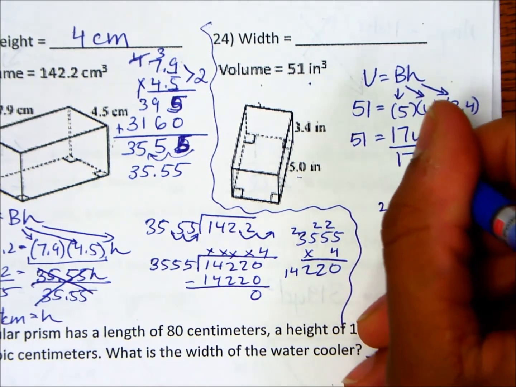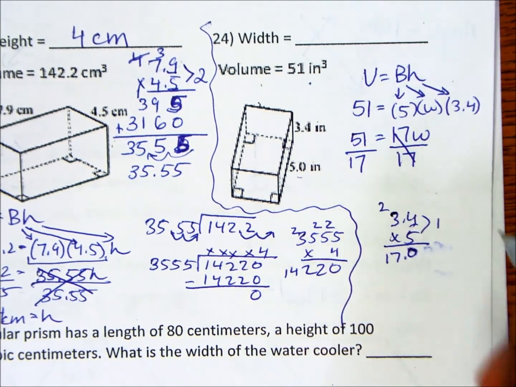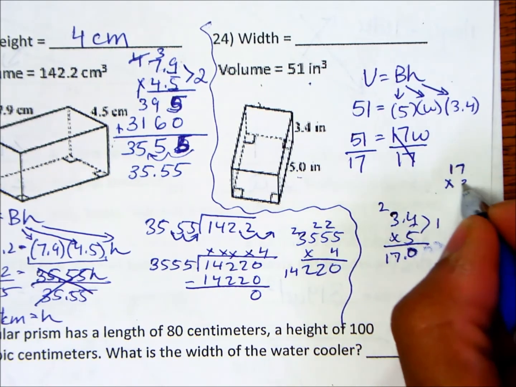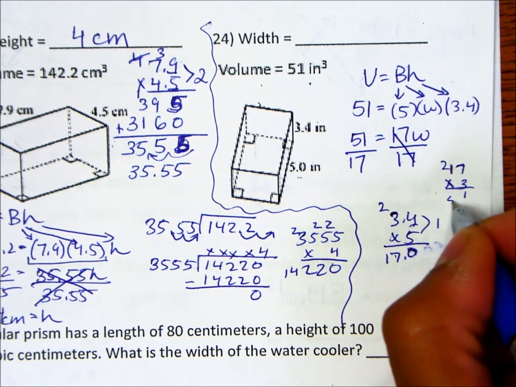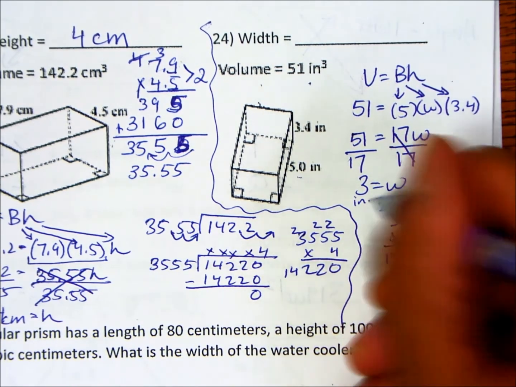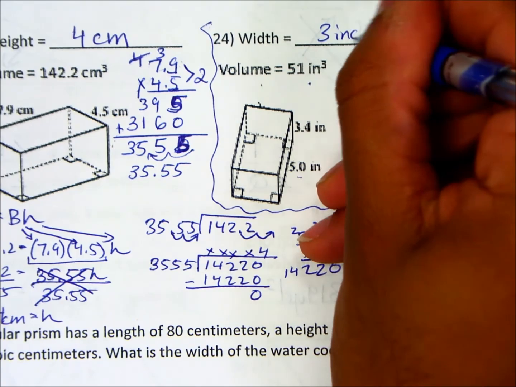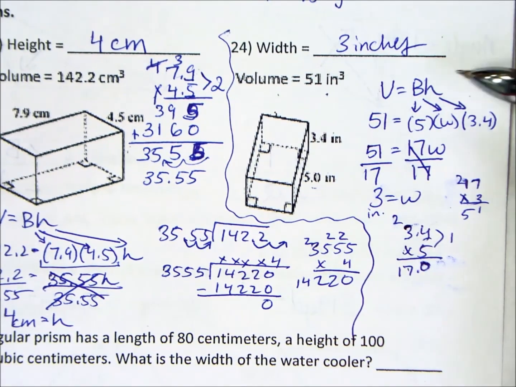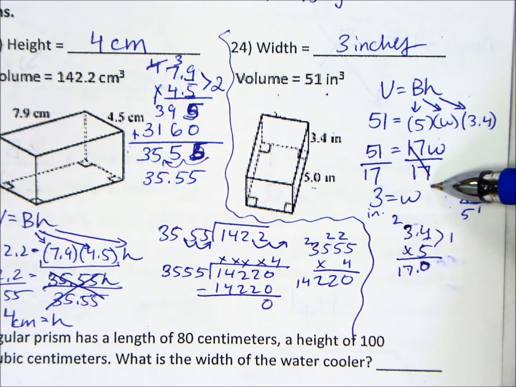You want W by itself, do the inverse operation. 51 divided by 17, I know 17 times 3, let's try that. 3, 4, yep. That's 3 inches. All I did was write the formula, plug in what I know, simplify this right side, do the inverse operation, get that variable by itself, and get my answer.